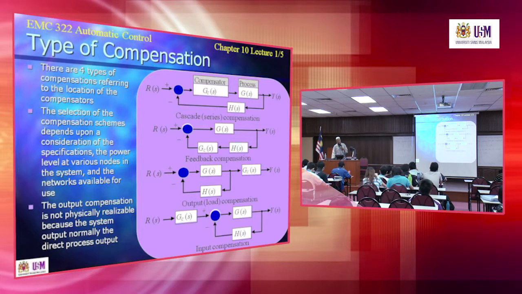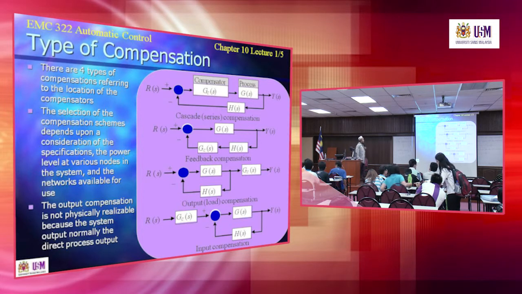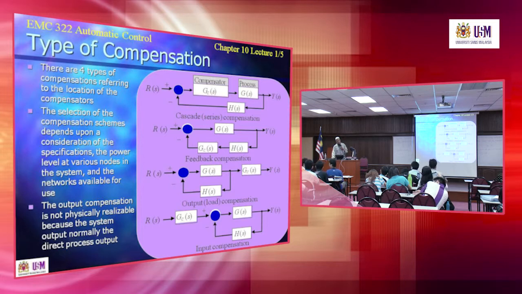And then the third type of compensator is called output compensation, or sometimes load compensation. In this case, the GC is located right after the loop, before the output. And then the fourth type of compensator is called input compensation, or sometimes also pre-filter, where the GC is located after the input R(s) before the comparator. So you can choose either type in order to implement your controller.